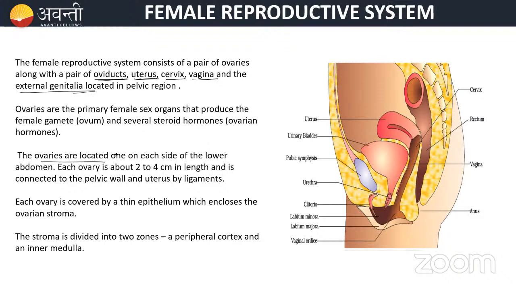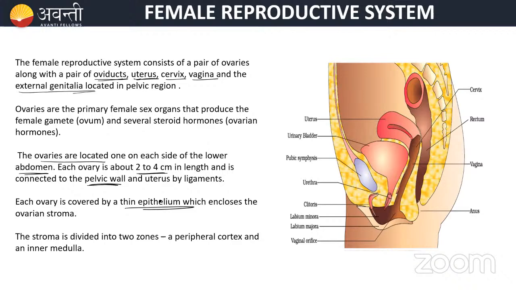The ovaries are located on each side of the lower abdomen. It is about 2 to 4 centimeters in length, and it is connected to the uterus wall or the pelvic wall by the ligaments. Each ovary is lined by the epithelium, and inner to the epithelium, there are stroma tissues present. And these stroma are divided into two zones. The outer one is known as the peripheral cortex, and the inner one is known as the medulla.